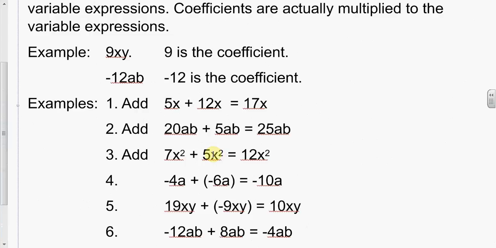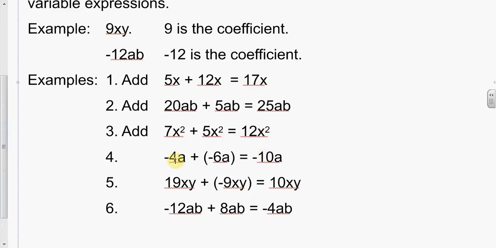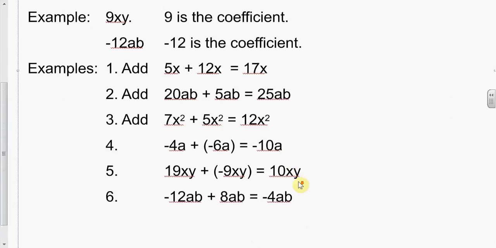7x squared and 5x squared are like terms. They both have x squared in them, so we add 7 plus 5, we get 12 times x squared. Negative 4a plus a negative 6a. They're like terms because they both have an a in them. So we're going to add the coefficients. Negative 4 plus negative 6 is negative 10. Negative 10 times a. Number 5, 19xy plus a negative 9xy. Well, they're like terms. They both have xy in them. Simply first deal with 19 minus 9. That's 10 times xy. You keep the variable expression unchanged.